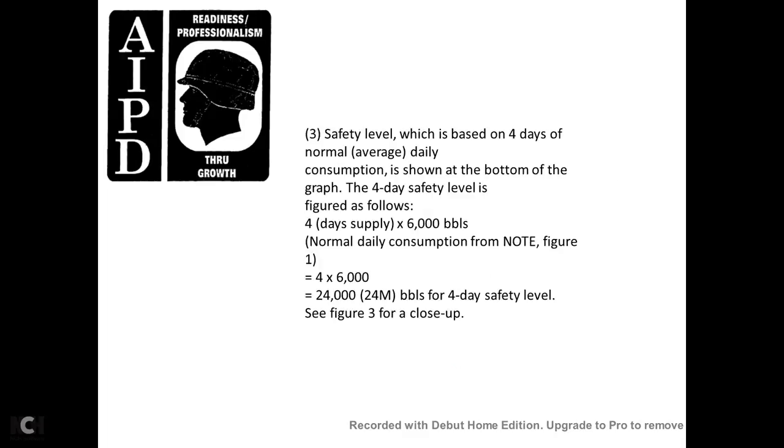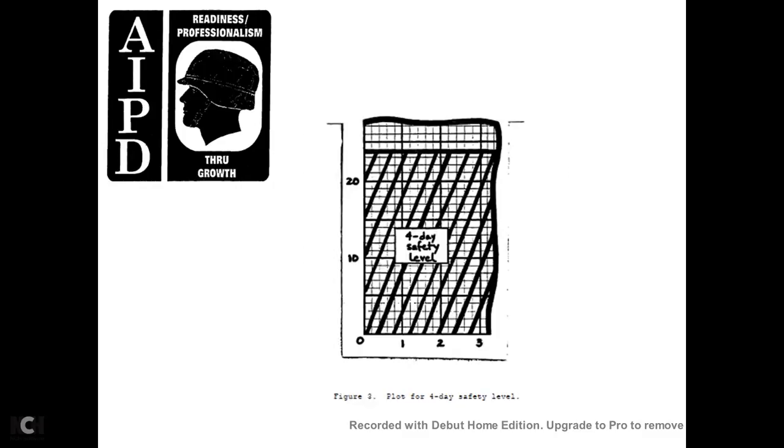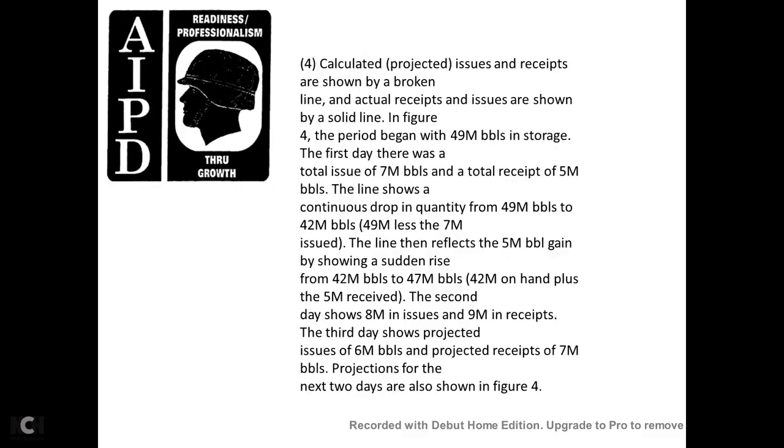3,000 barrels. The safety level, which is based on the 4-day nominal average daily consumption, is shown at the bottom of the graph. The 4-day safety level is figured as follows: 4 days times the normal daily consumption of 6,000 barrels from the note in Figure 1. 4 times 6,000 barrels equals 24,000 barrels, the 4-day safety level. See Figure 3 for a close-up. Figure 3 shows the plot of the 4-day safety level.